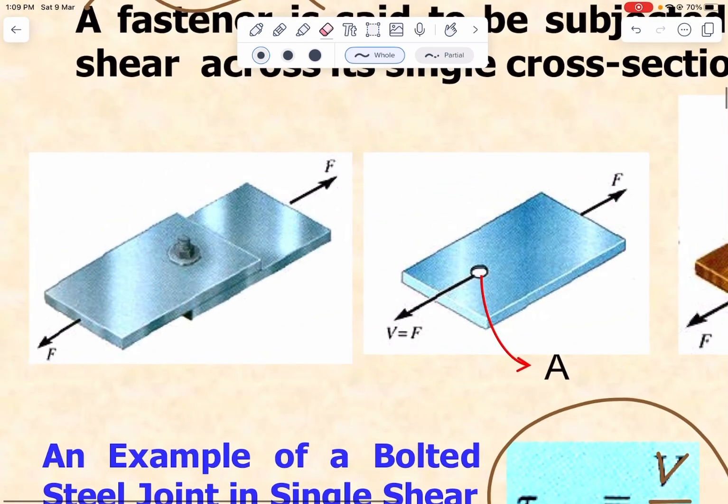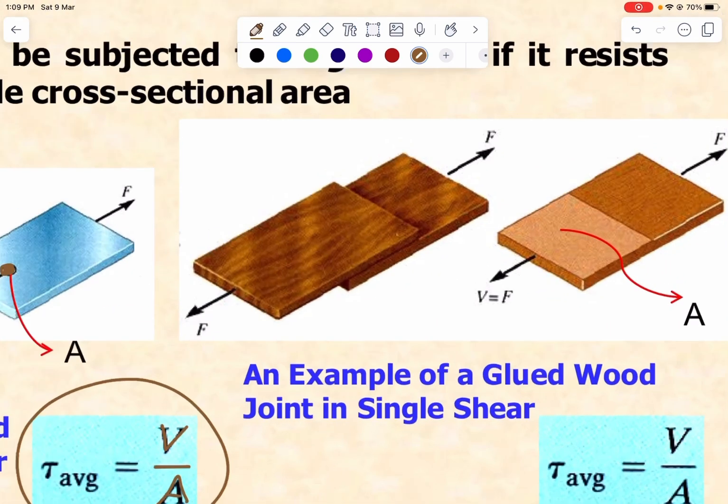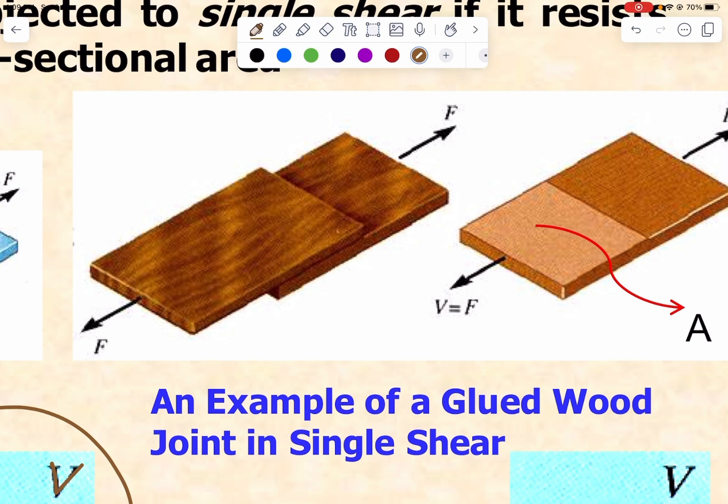If we look here, where is the area that is resisting sliding? It's the area of the bolt, which is this. That is the area which is resisting sliding. However, here, those two plates are glued together. So which area is resisting sliding? It's this, the whole area.